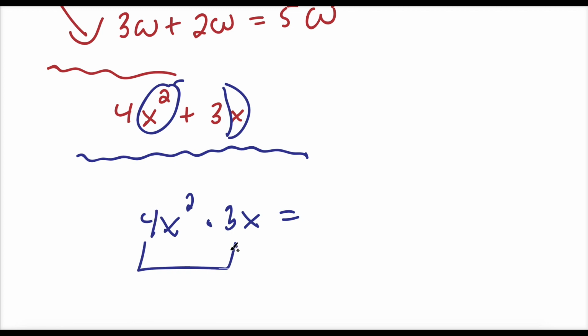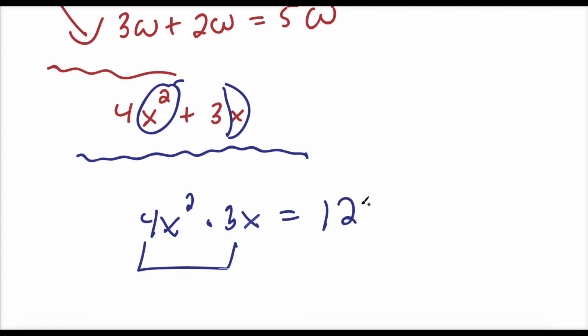Okay, so when you multiply, just think of it like this: buddies times buddies. These are like x people, and those are not x people. So they can multiply. 12.